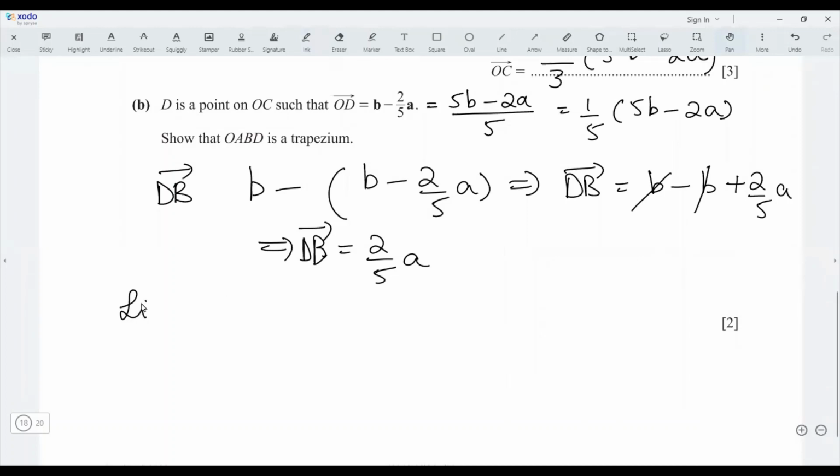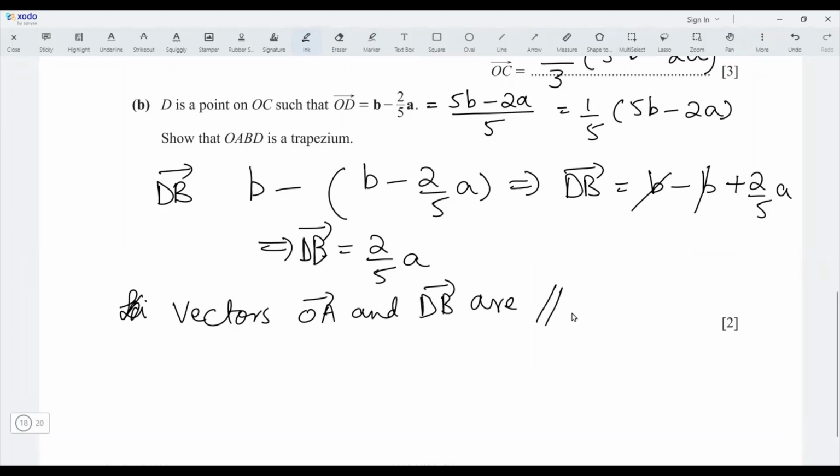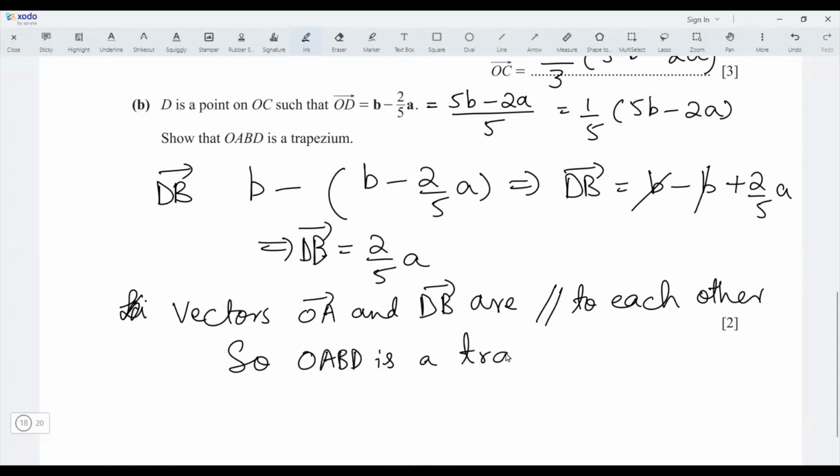OA and DB are parallel to each other. So OABD is a trapezium.